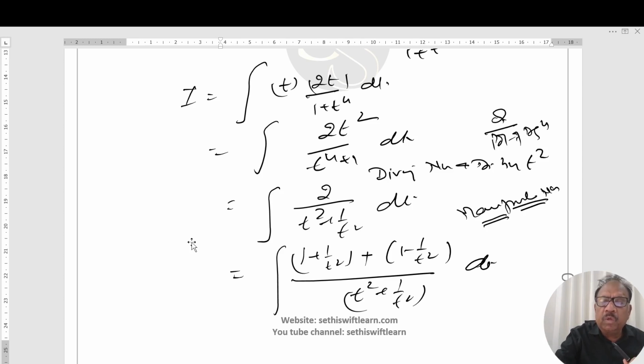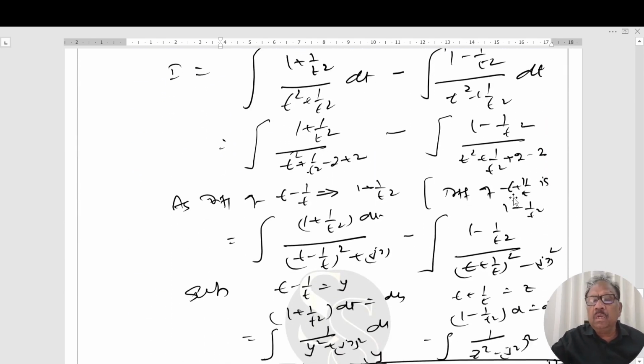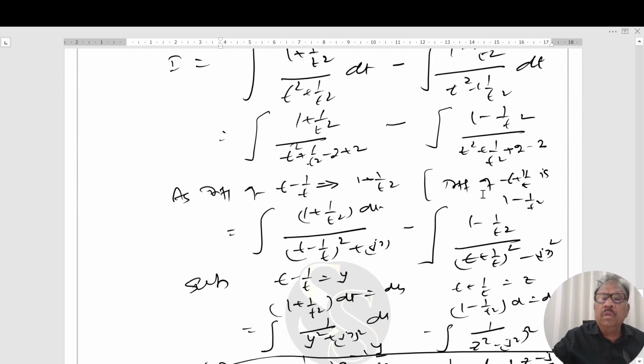1 plus 1 by t square is the differentiation of t minus 1 by t. Its breakup is t square plus 1 by t square minus 2 plus 2, that is, we make t minus 1 by t whole square. In this case, 1 minus 1 by t square is the differentiation of t plus 1 by t, so in this breakup we make the perfect square of t plus 1 by t whole square. I have made all these things like this. Clear? Now a simple formula is applicable.